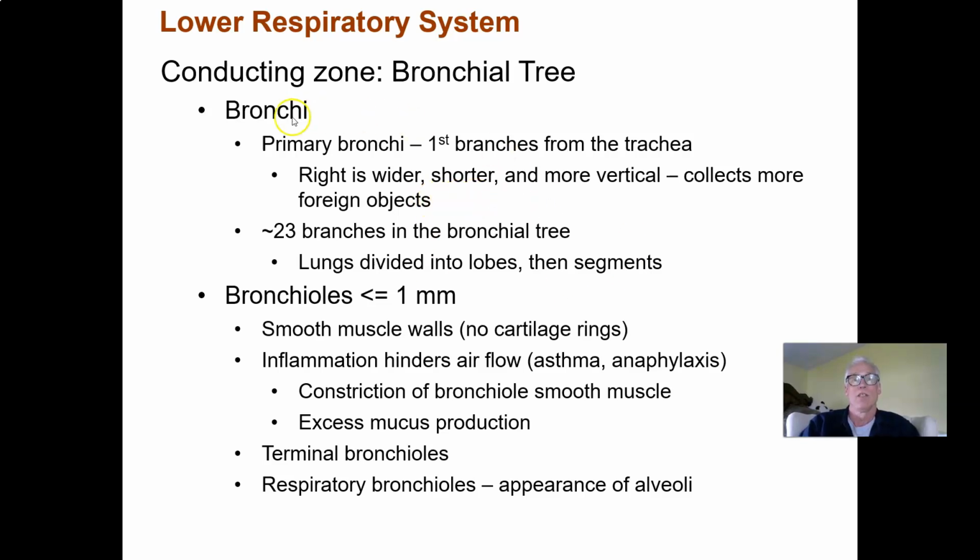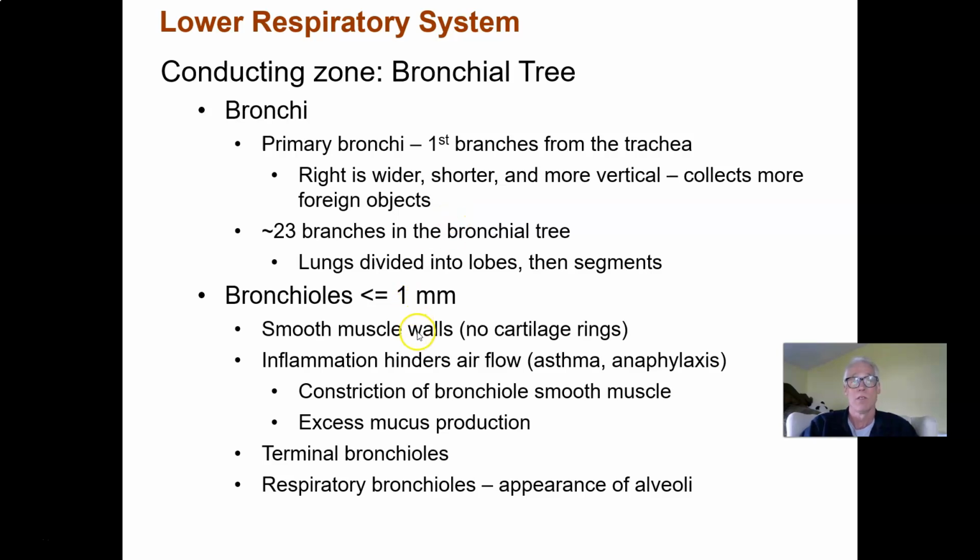The trachea branches to form two primary bronchi, the right and left bronchi. The right one's a little bit larger in diameter and a little more vertical in arrangement, and just for interest's sake, it's the place where foreign objects that manage to get past the larynx in small children are more likely to be trapped, in the right bronchus, and will have to be removed by endoscopy. And then there are around 23 branches. The bronchi keep branching into smaller and smaller tubes, and then eventually we reach the respiratory zone.